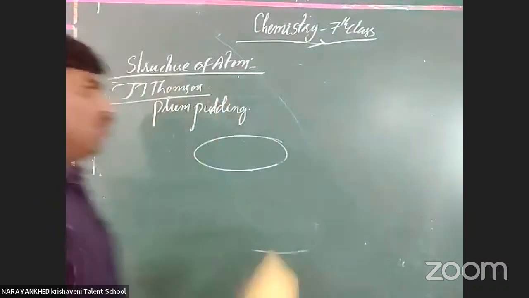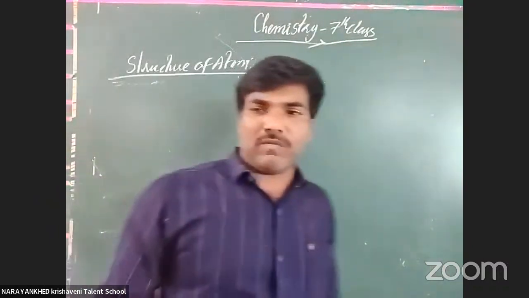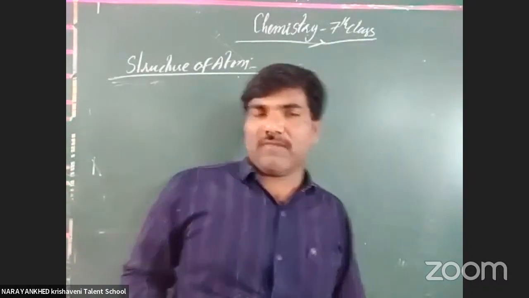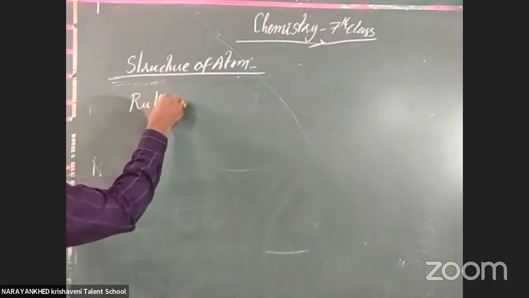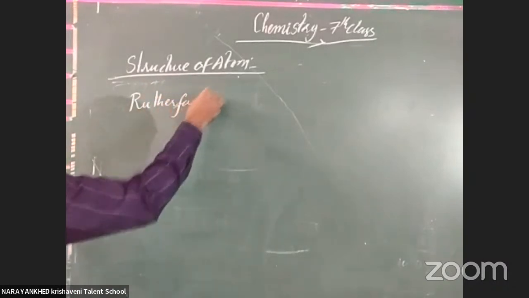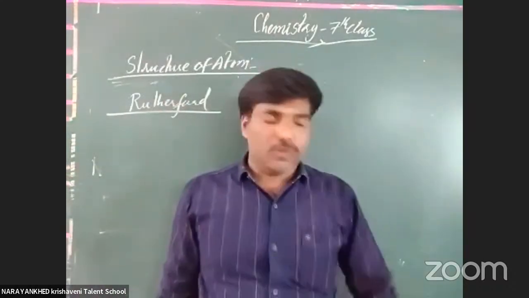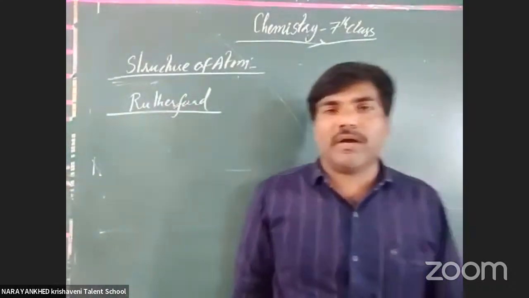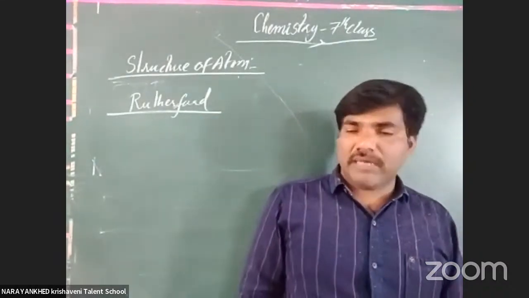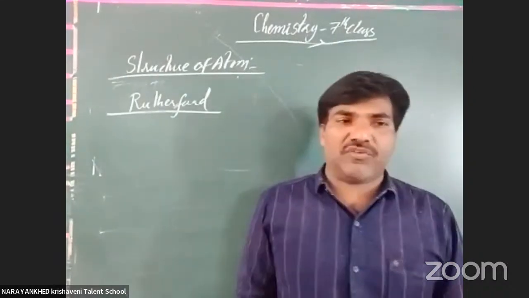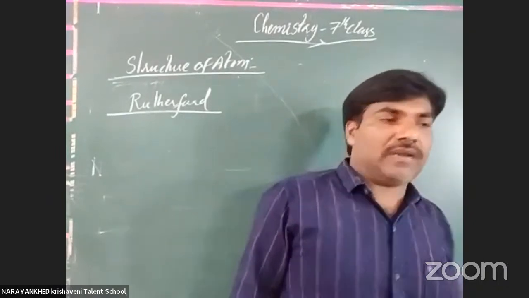Then the next one, a more efficient scientist. Almost 90% of the exactly correct atomic model was given by one person. Yes, his name is Rutherford. Okay, clear or not? The Rutherford model is called what? A nuclear model. Okay, now it was made by the alpha ray scattering experiment. He gave it through the alpha ray scattering experiment.